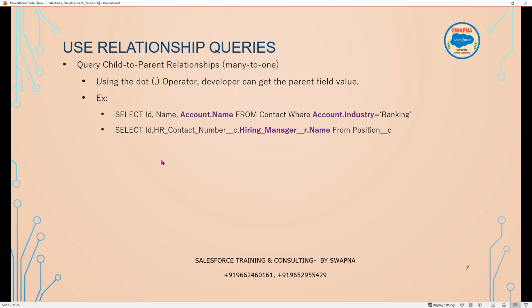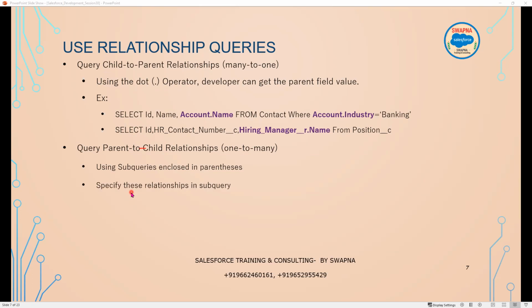Now, in case you want to query parent to child, that means one to many. Whenever you want to query the parent to child, that means you are querying the parent record, and while querying the parent record, you want to pull the child information in the same query. How do we do it? Using subqueries enclosed with parentheses. That means you need to specify the relationship in the subquery.